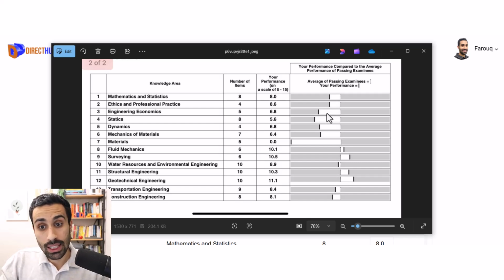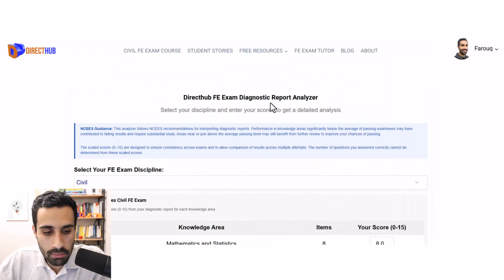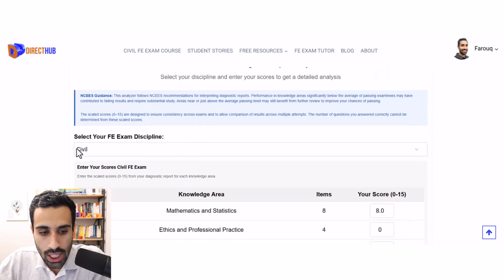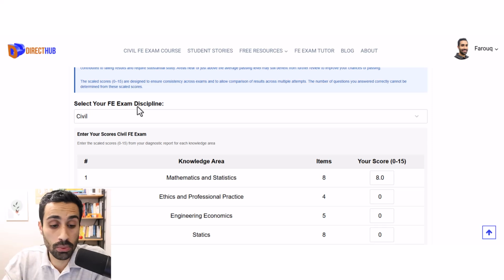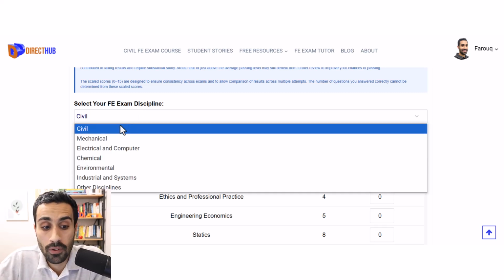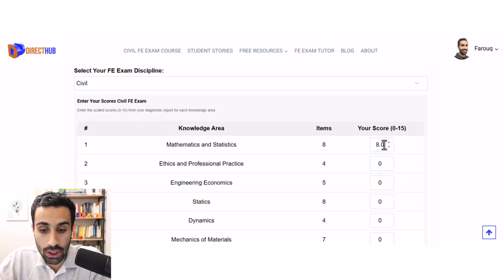Now let's take this a step further and actually visualize and analyze this and try to get a score we can get, something we call a weighted average score. So what I'm going to do is show you how to use this. We would go down here and select your discipline. Get yours ready. For this, it is the civil that I'm doing, and I'm going to import my scores here.